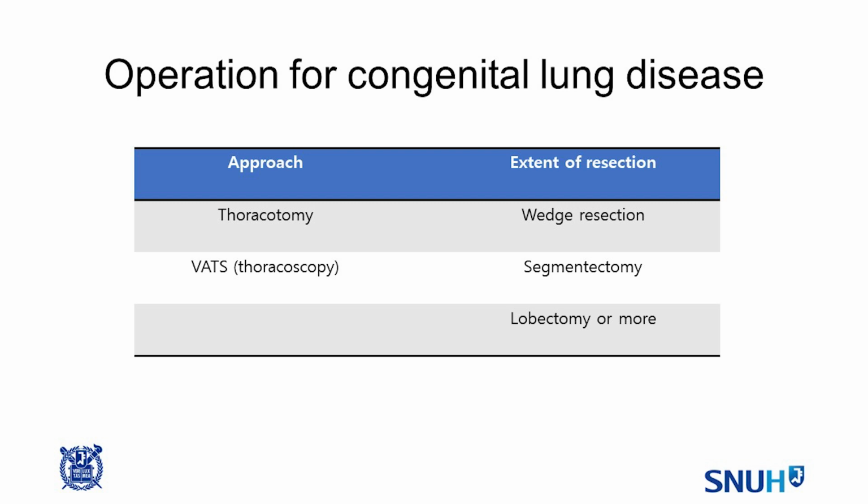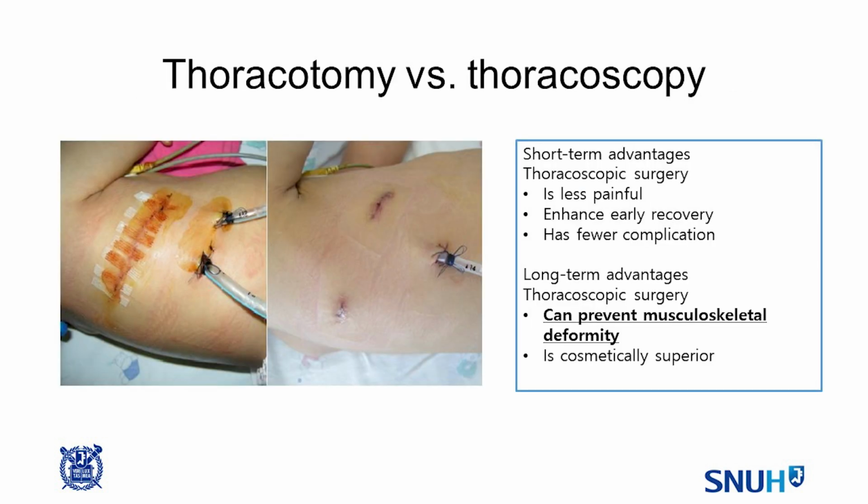In cases where minimal resection is needed, wedge resections are performed. With more extensive resection, segmentectomy is chosen, and for substantial removal, a lobectomy is performed. The left image is thoracotomy, and the right one is thoracoscopic surgery. There are many advantages to performing thoracoscopic surgery. First, it causes less pain, offers quicker recovery, and has fewer complications.